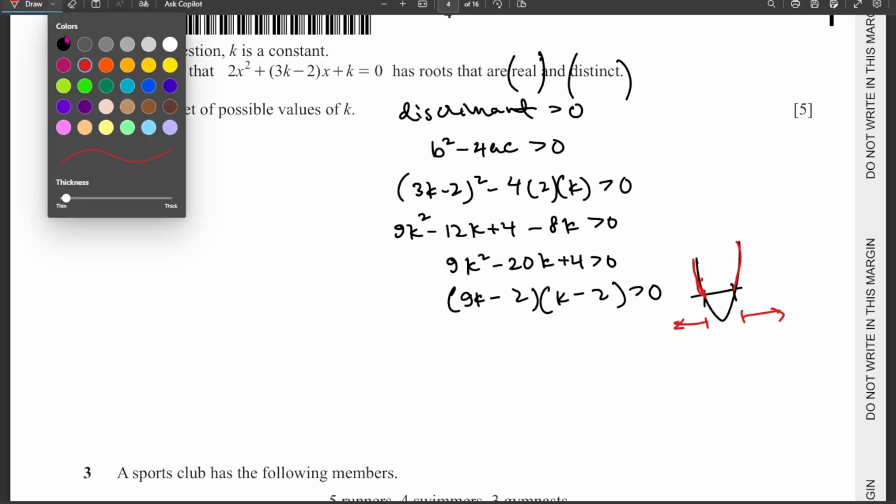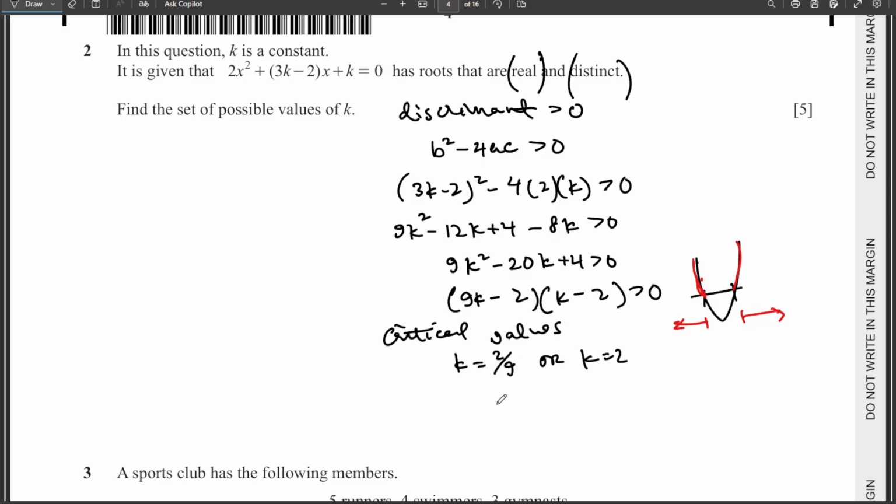Right, so we need to find the critical values. We know our solution here will be 2 over 9 and here will be 2. So k is smaller than 2 over 9, or k is greater than 2. So these are the two possible sets of k values.